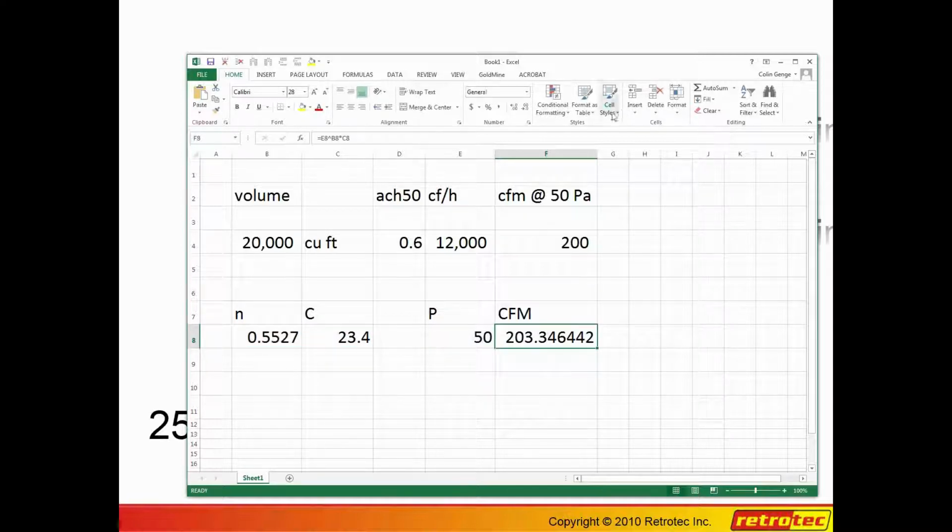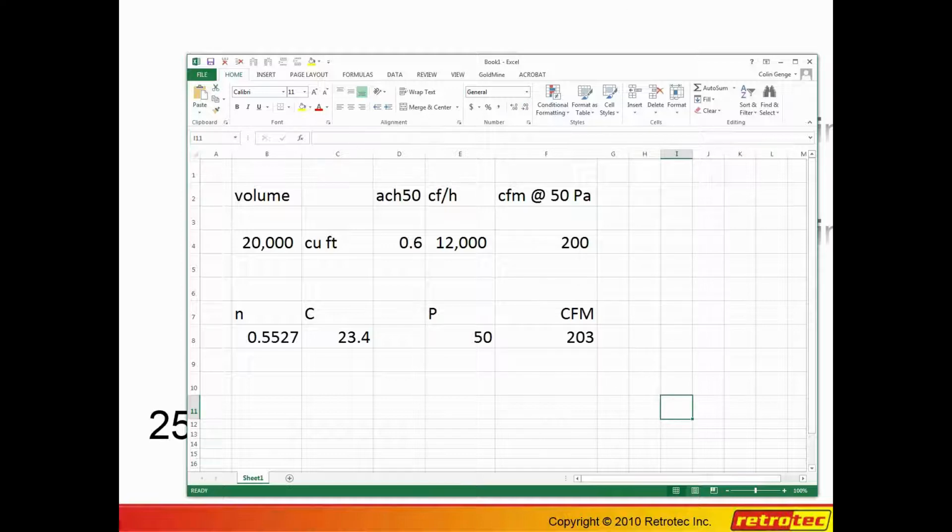So you'll notice here, I'm just going to get rid of all the extra digits on the end here. 203 cubic feet per minute. So essentially what that's saying is if you apply a 50 pascal pressure to this building, it'll take 203 CFM to do that. Well, we know that because when we did the test, that's exactly what we did.